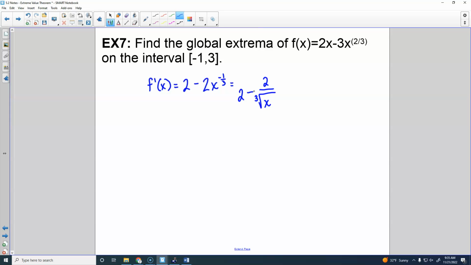However, I can't just set a numerator equal to 0 here. So it's up to you. You could either go ahead and get common denominators for this, or you could set the whole thing equal to 0. Either one will work here. So I know that x equals 0 is going to be a critical point. To get the other, I would have to do 2 minus 2 over the cube root of x equals 0. And if I move this over to the other side, I'll get 2 equals 2 over the cube root of x. What would I do from there?